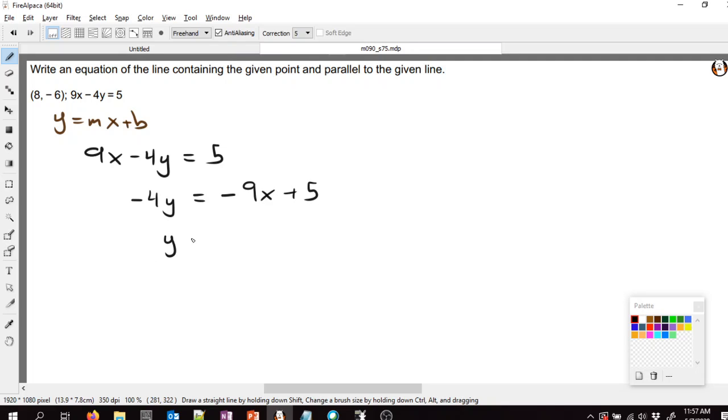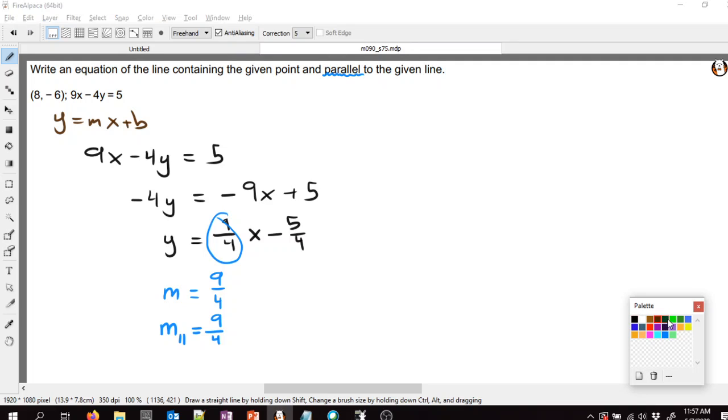And now when we divide, we'll have, let's see here, negative 9 over negative 4. So the negatives are just going to go away, and we'll be left with 9 over 4. So 9 over 4x minus 5 over 4. We don't care about that. We care about this right here, our slope. And our slope is 9 over 4. Once again, we're looking for a parallel line. So the slope of something parallel is the same. That's 9 over 4.